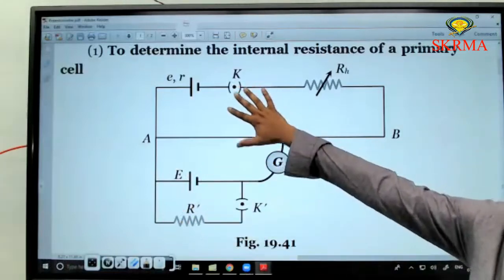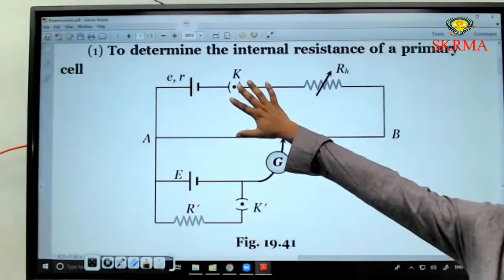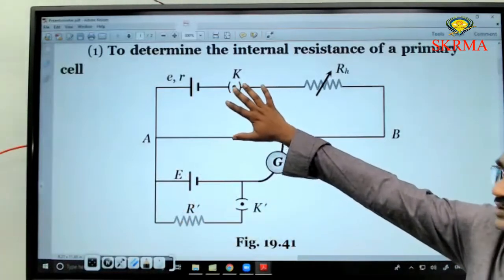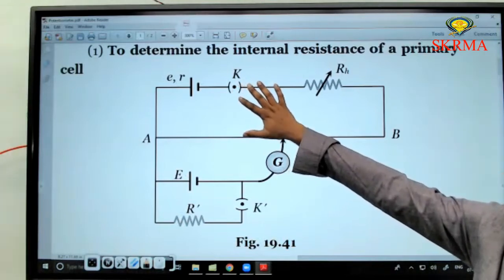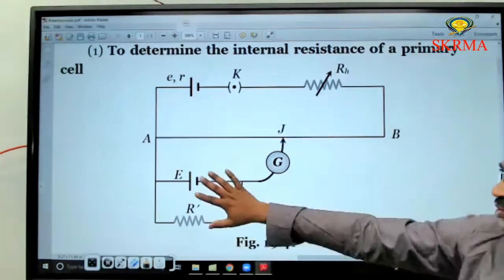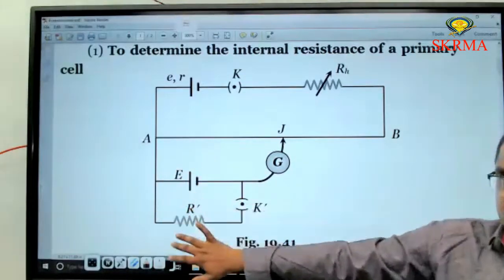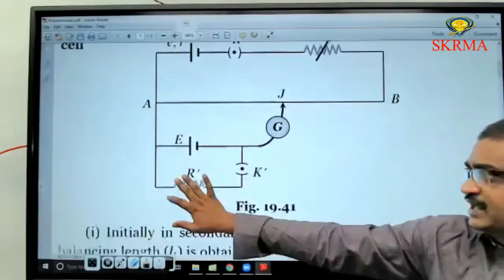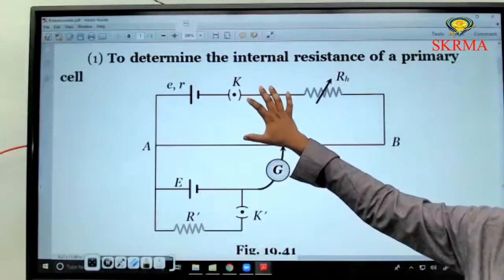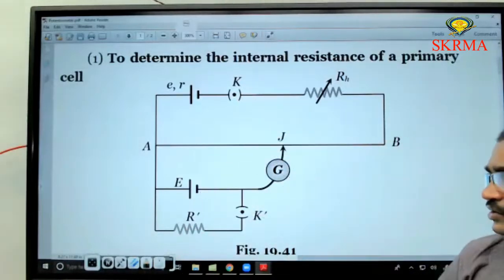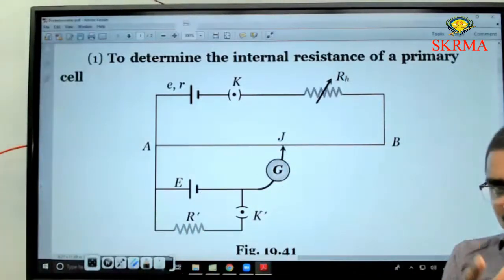This is the primary circuit, this is the secondary. There is no change in the primary circuit in the remaining cases also. This is the same for the remaining three cases. We only need to change this part of the circuit. In this case, only one cell is connected.